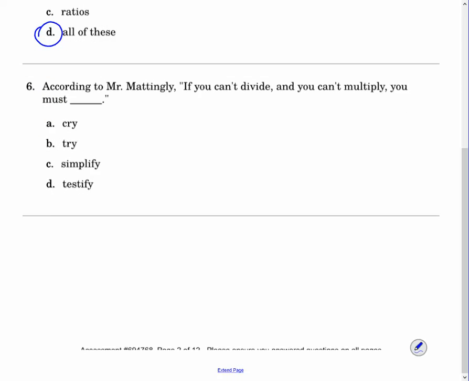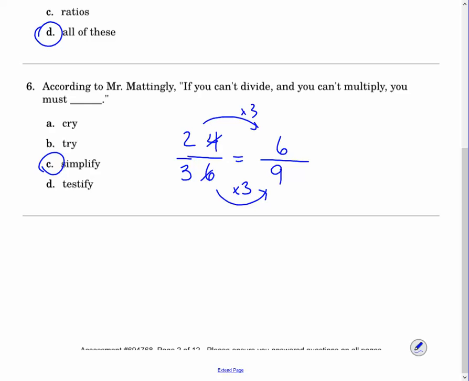Number 6 we talk about a lot. It says, according to Mr. Mattingly, if you can't divide and you can't multiply, you must simplify. So that's talking about when we have a proportion. Let's say we had, for example, 4 6s, and you want to figure out how many ninths that is. Well, you'd say, oh, well, 6 doesn't go to 9, right? So you have to simplify this. So 2/3, right? You would get 6/9. But you had to simplify first, otherwise you're not going to see that connection.